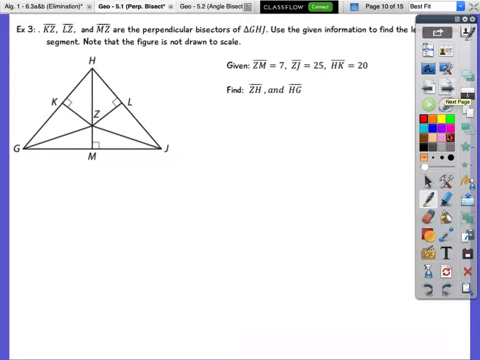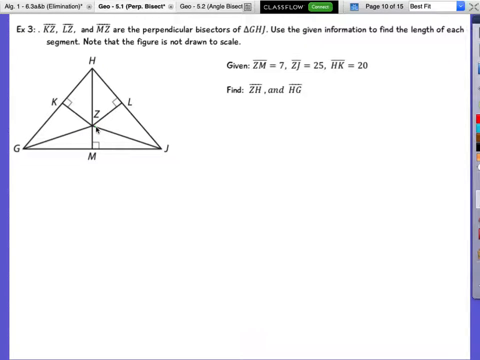So we're going to use this now. If we're on the back here, we're going to flip the page. We have segment KZ, segment LZ, and segment ZM are the perpendicular bisectors of this triangle GHJ. So KZ is perpendicular to the side, and that means it also bisects it, which makes it a perpendicular bisector. LZ, so this is bisected. MZ, so this is bisected as well down here. Does that make sense so far as we read through that?